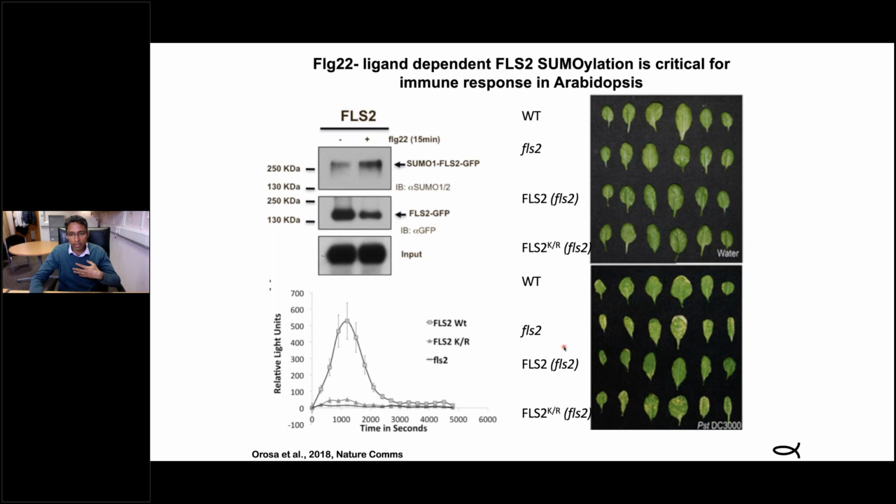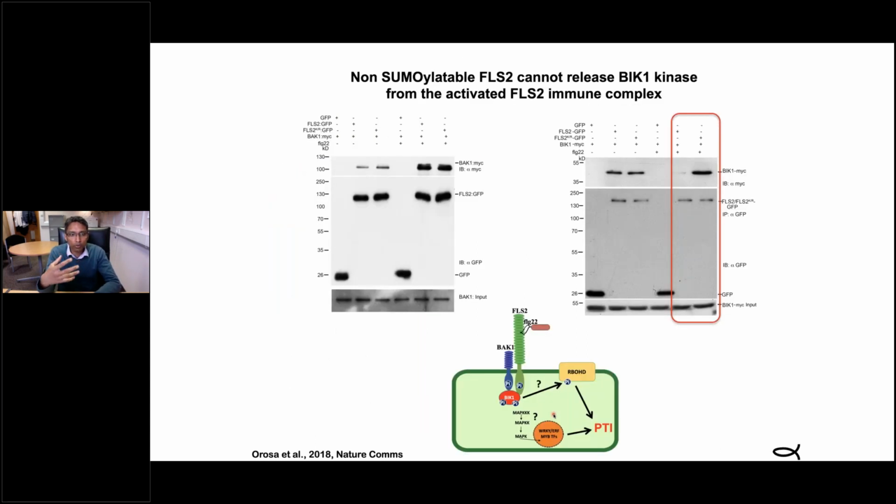In other words, Pseudomonas syringae DC3000 is even more virulent in FLS2 KR plants, which can no longer be conjugated to SUMO, while the wild-type FLS2 is able to complement that phenotype. Long story short, we published this a couple of years ago: the SUMO conjugation onto FLS2 allows BIK1 kinase to be released from the FLS2 BAK1 kinase complex. And this release then allows the oxidative burst to happen and immune signaling downstream to occur.